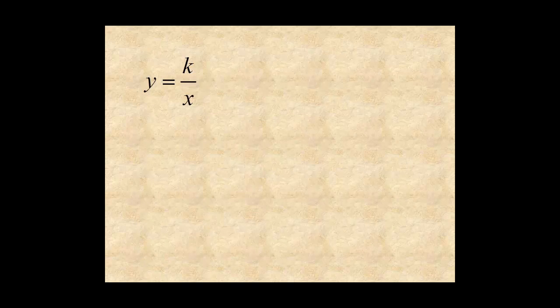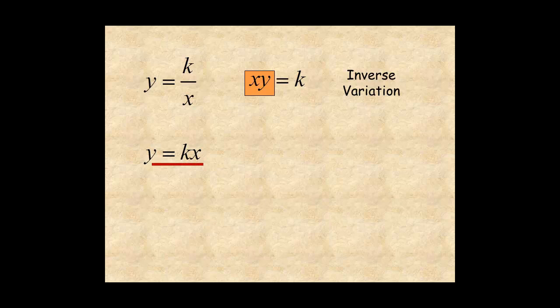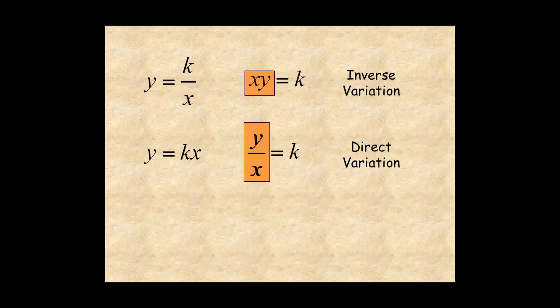So the function for inverse variation is y equals k over x, which is equivalent to x times y equals k. This means x and y are related by an inverse variation if the product of x and y is constant. From a previous lesson, you should recall the function for a direct variation is y equals k times x, which is equivalent to y over x equals k. This means x and y are related by a direct variation if the quotient of x and y is constant.